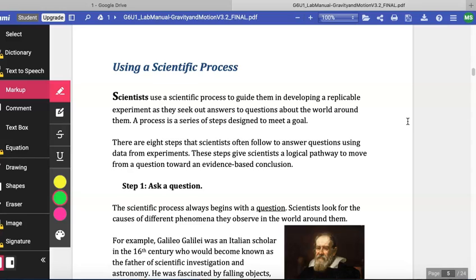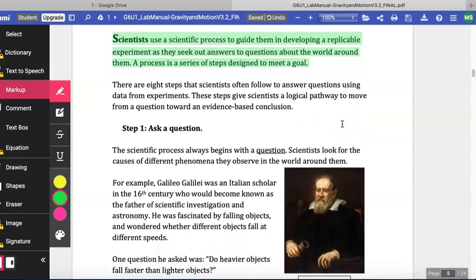Using a scientific process. Scientists use scientific process to guide them in developing a replicable experiment as they seek out answers to questions about the world around them. A process is a series of steps designed to meet a goal. There are 8 steps that scientists often follow to answer questions using data from experiments. These steps give scientists a logical pathway to move from a question toward an evidence-based conclusion.